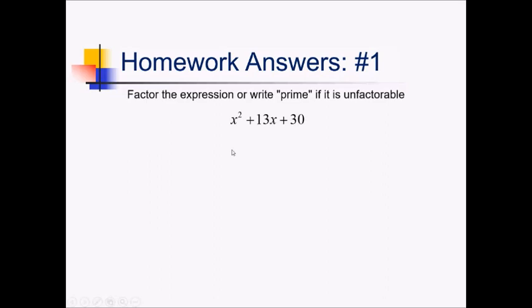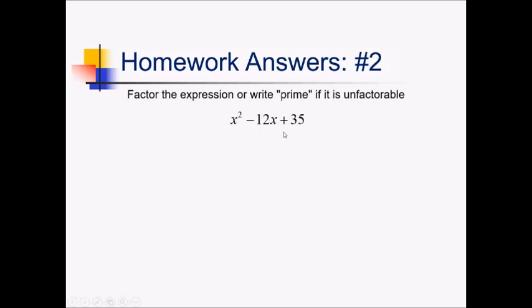To factor this trinomial, we're going to need to find factors of 30 that add up to 13. And since 30 is positive and 13 is positive, that's telling us that both factors will be positive. So things that multiply to 30, we've got 1 and 30, but those don't add up to 13. 2 and 15 subtracts to 13, but doesn't add up to it. How about 3 and 10? Yeah, that adds up to 13. So our answer then is going to be (x + 3)(x + 10).